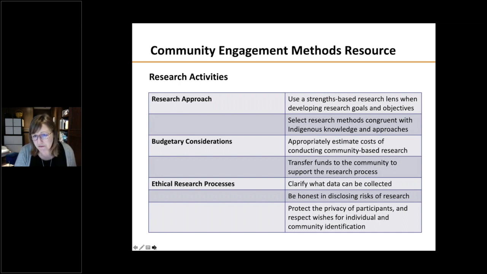We also want to identify what the strengths are in that community and build on them. So making sure that you're spending lots of time understanding the community, seeing the resilience or the strengths in it, and working those into the research approach as opposed to imposing a Western lens on it.